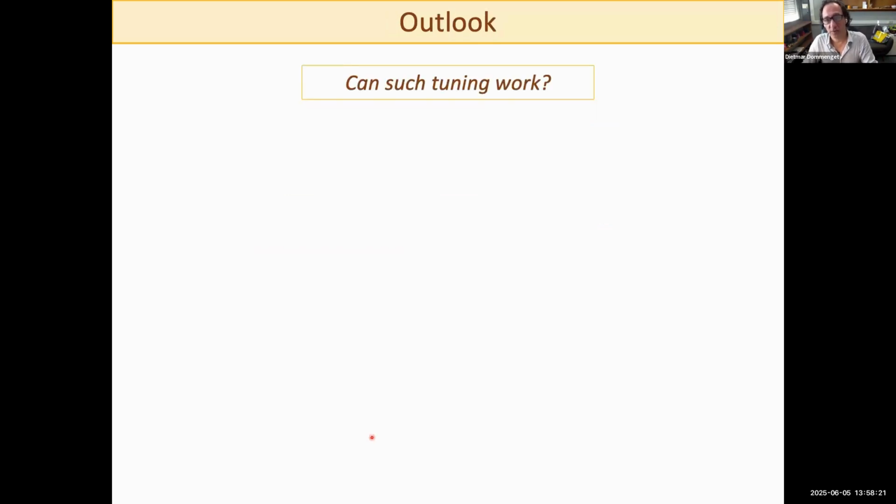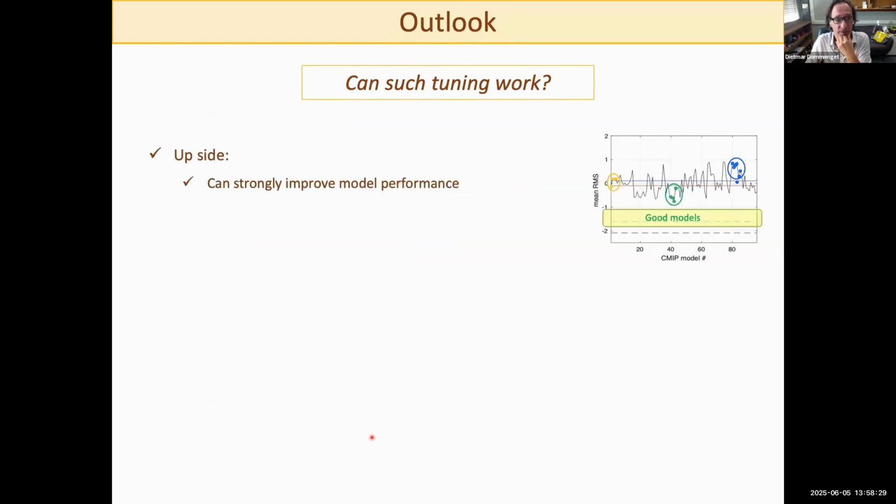And in terms of an outlook, can such tuning work? I have always been very skeptical on this, but let's start with the positive, the upside. You can strongly improve the model performance, I think. So if you think about the sketch here where the good models should be, I think you can get there with tuning in theory.